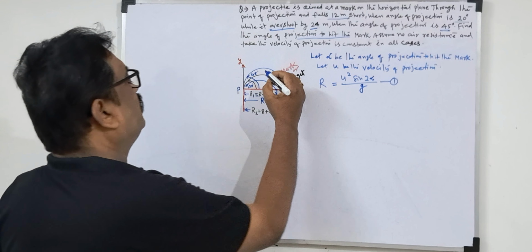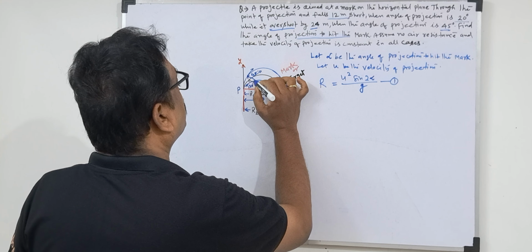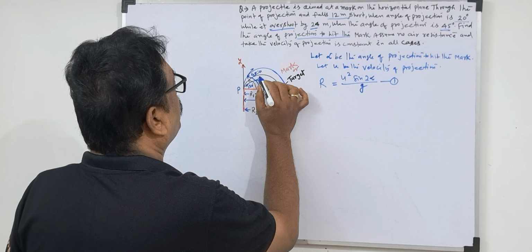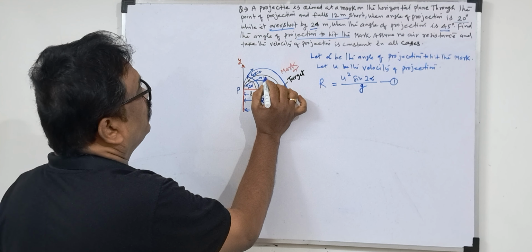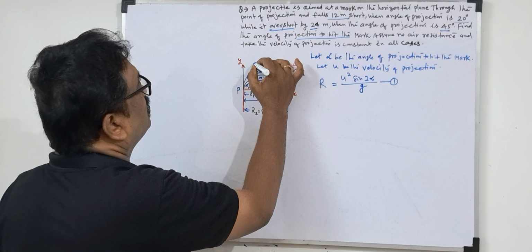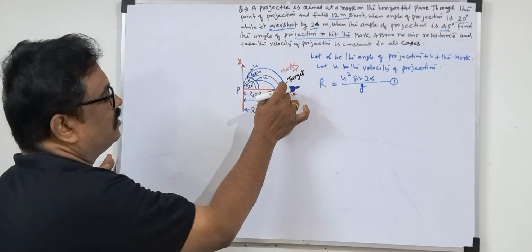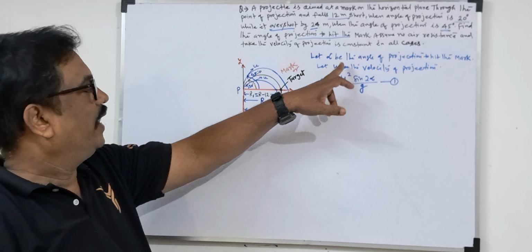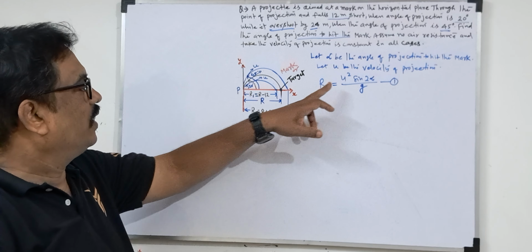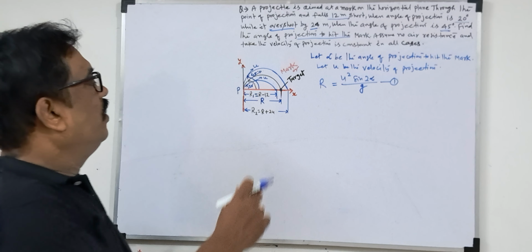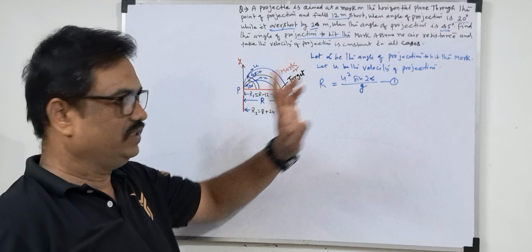So the velocity of projection in this case, this case, and this case will be the same. That means the velocity of projection is u here with 20 degrees, u with 45 degrees, and the same for this one. They are asking for alpha. So what we know is the range formula: u square sine 2 alpha by g.